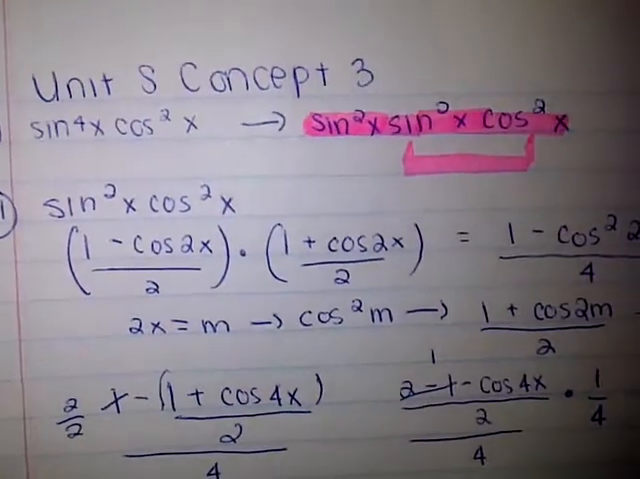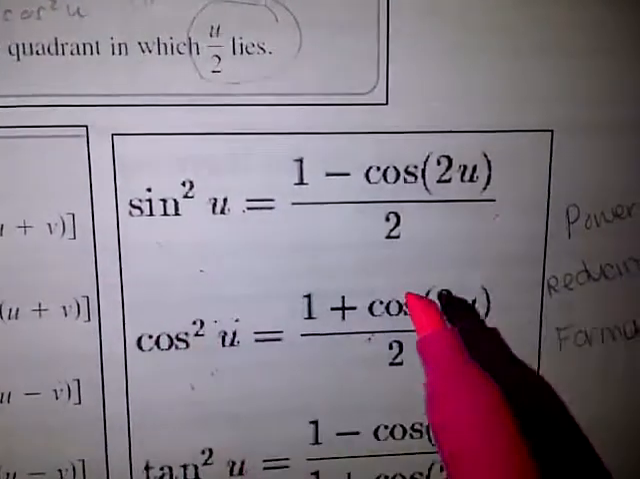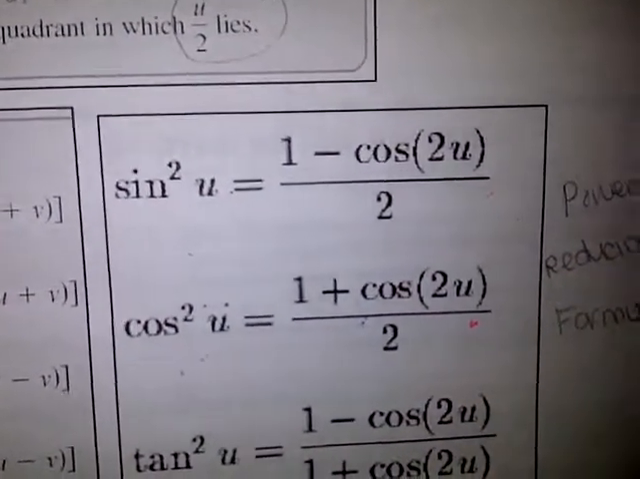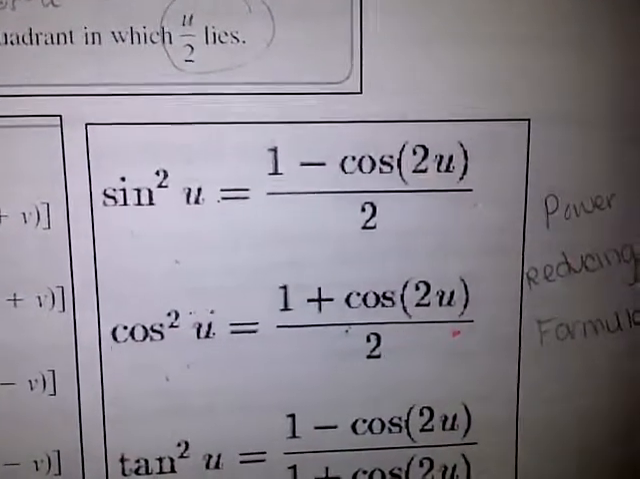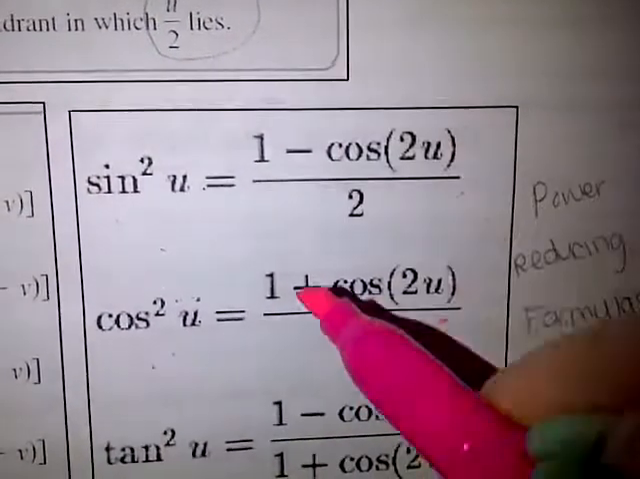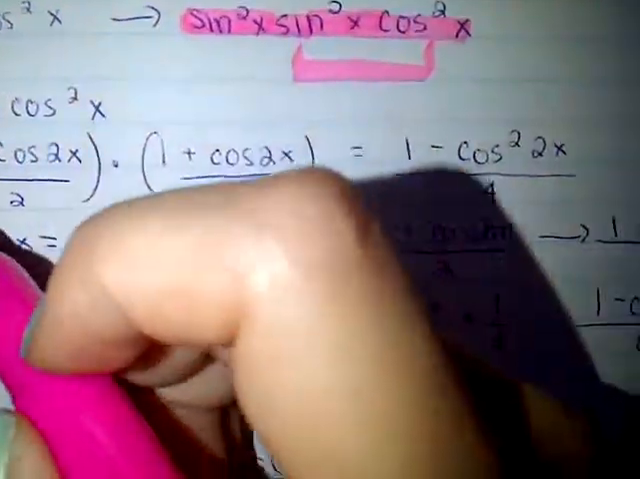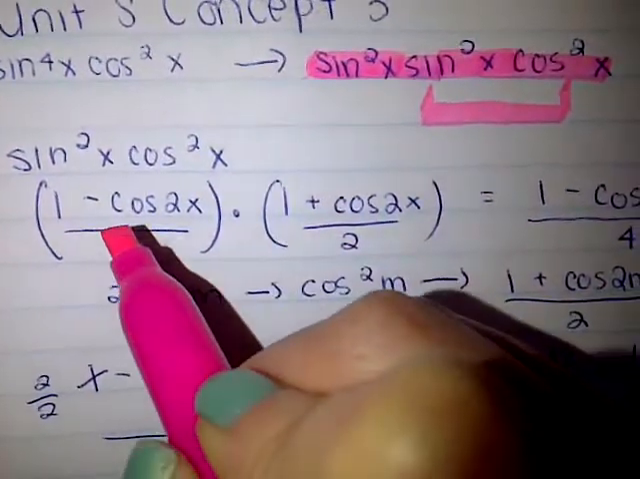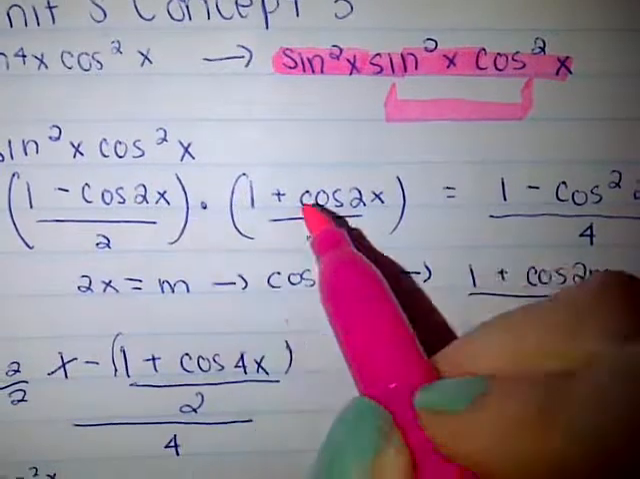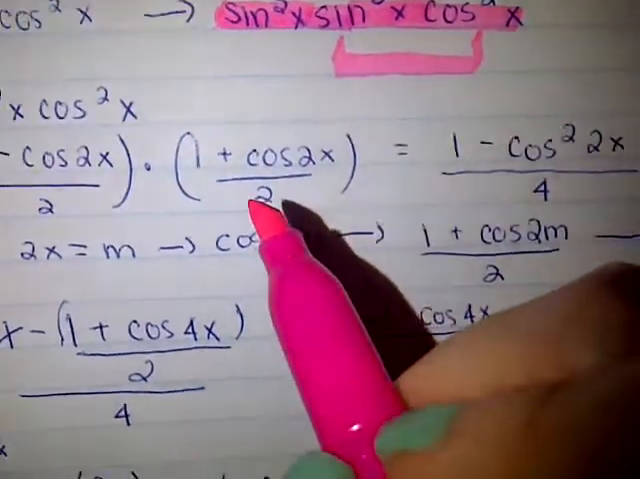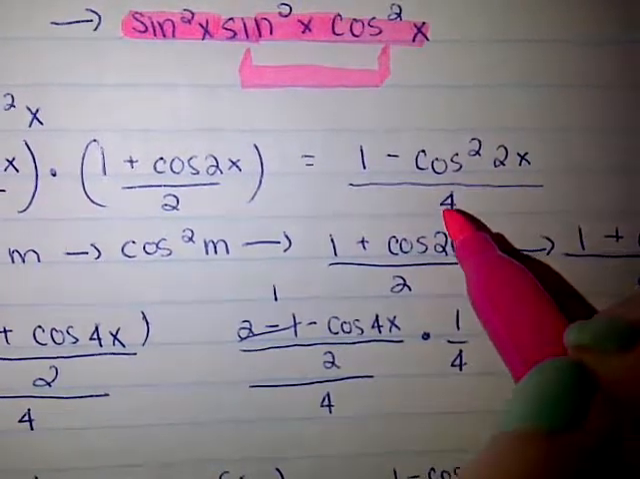Now, if you look at your formulas, the power reducing formulas, you'll see that sine and cosine are both equal to something. Instead of using sine and cosine, which is a hassle, you're going to be using these two equations and replacing sine and cosine with them. So once you plug it in, you're going to get these equations and you're going to FOIL out the numerator and multiply the denominator. So you'll get 1 minus cosine squared 2x over 4.